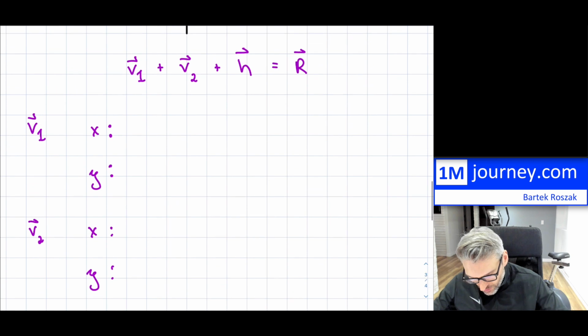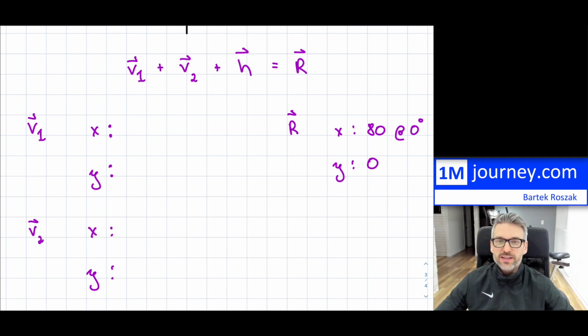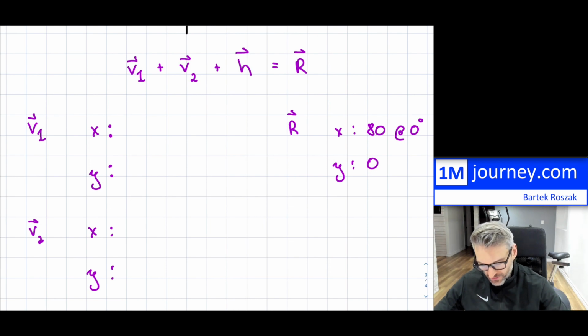Now my resultant vector, I can break down already. Clearly on the x side, I know that this is 80, at 0 degrees to the horizontal. And then my y component really is 0, right? Because it's not going anywhere. So this is what I really want to be able to find.